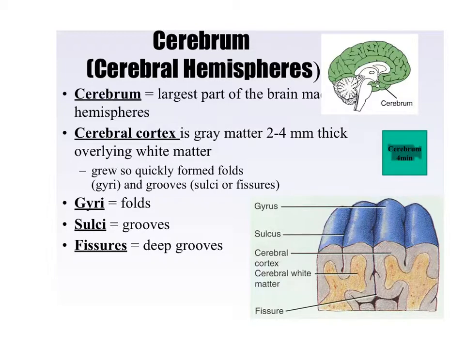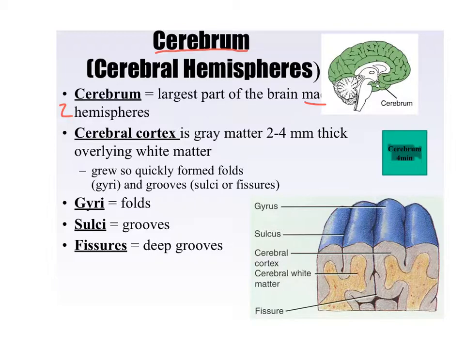We're leaving behind the brainstem, the diencephalon. We're leaving behind the basal ganglia and the limbic system. We're entering the cerebrum. That is the largest part of the brain. It's cut up here, but it's made up of two cerebral hemispheres. So there's a left and a right hemisphere.